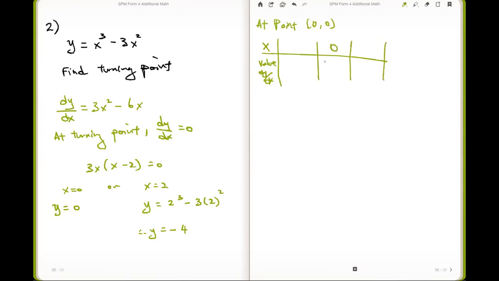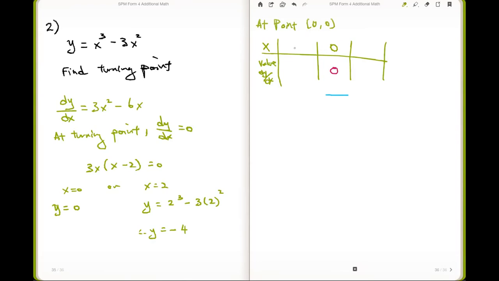When my number is at 0, what happened? When it's 0, my value of dy/dx is 0, because this is the time when the gradient is 0, the time when my gradient is a flat line. So what happened before 0 and after 0?